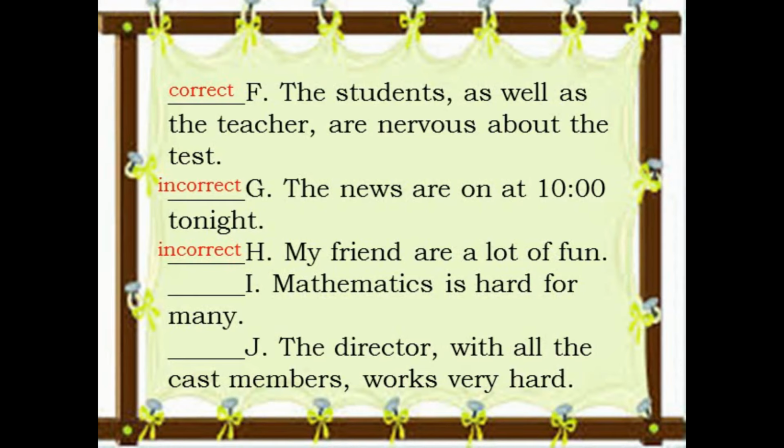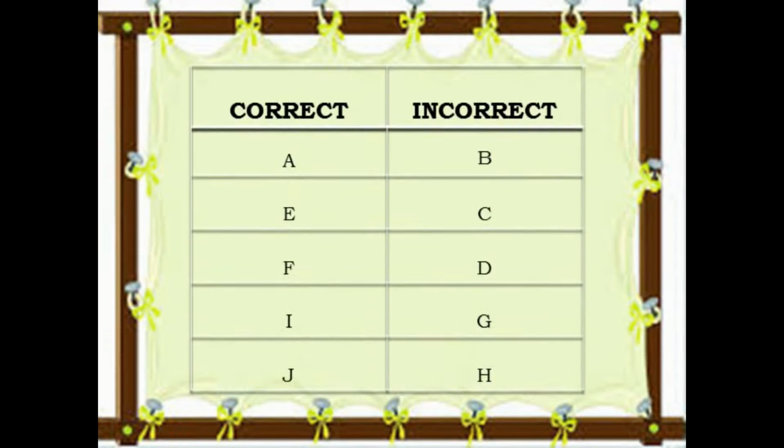I. Mathematics is hard for many. What's the answer? Yes, it's correct. And J. The director with all the cast members works very hard. What's the answer? Yes, it's correct. To sum it up, correct sentences are letters A, E, F, I, and J. Incorrect sentences are B, C, D, G, and H.